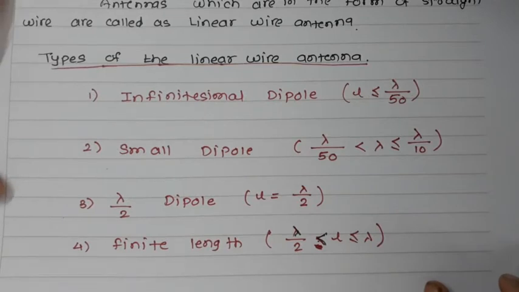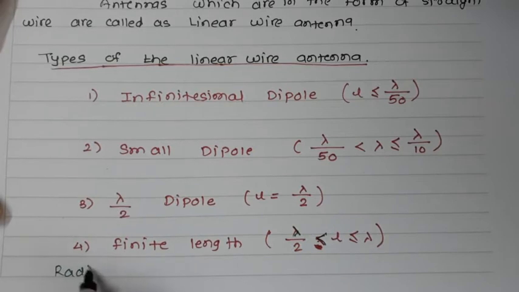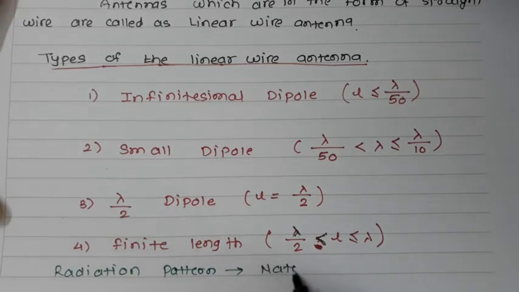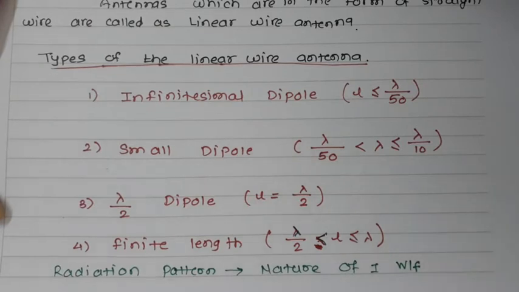If I talk about the radiation pattern of these dipoles or antennas, it is decided by the nature of the current waveform present on the wire antenna. The current distribution along the length of the antenna depends upon the length of the wire. So in order to understand the nature of the current waveform, we must first understand what a dipole is, and then we'll discuss other things.